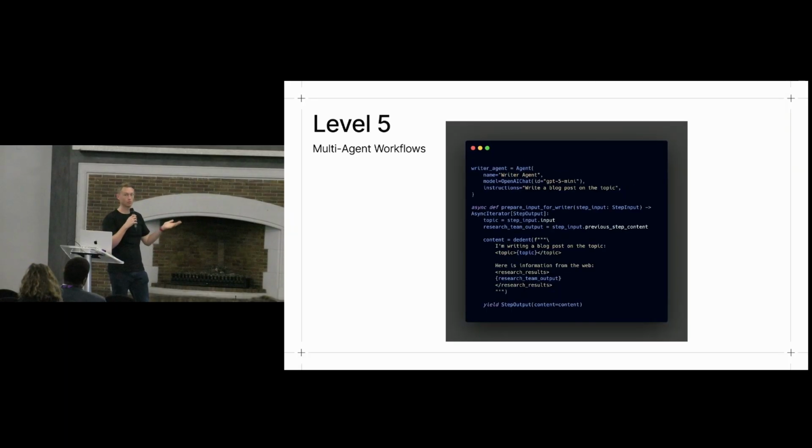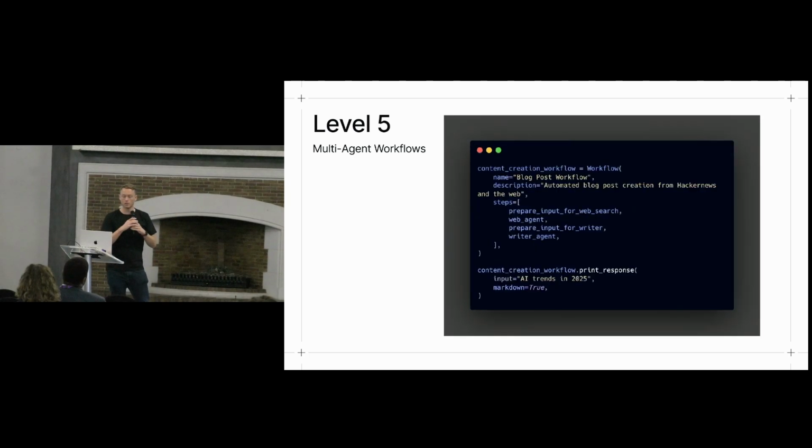Second agent has to write the blog post. So we tell it, you're writing a blog post on the topic, and we give it the results from our previous agent's output, and that is our prep step before the agent kicks in. So if we put it all together, this is our blog post workflow. We have prepare input for the web searcher, then the web agent, then prepare input for the writer, and then the writer agent. So this gives us a very deterministic flow for producing a blog post, in this case about AI trends in 2025.